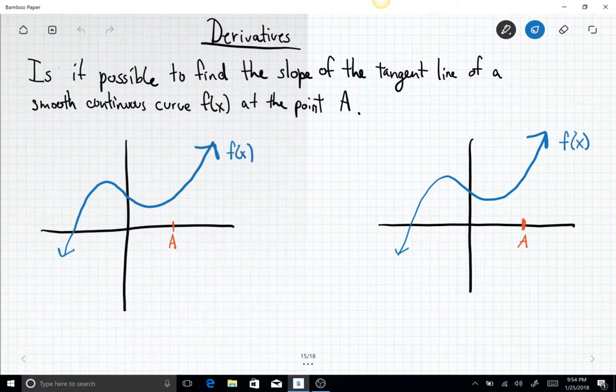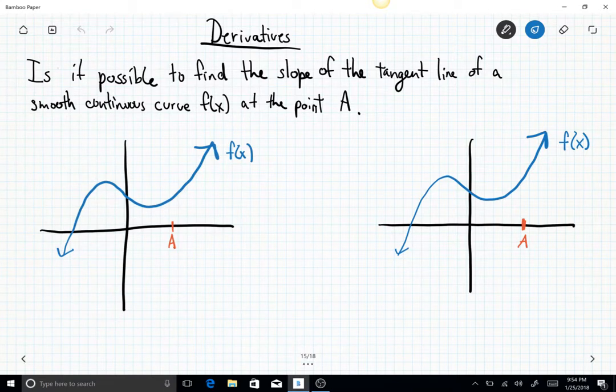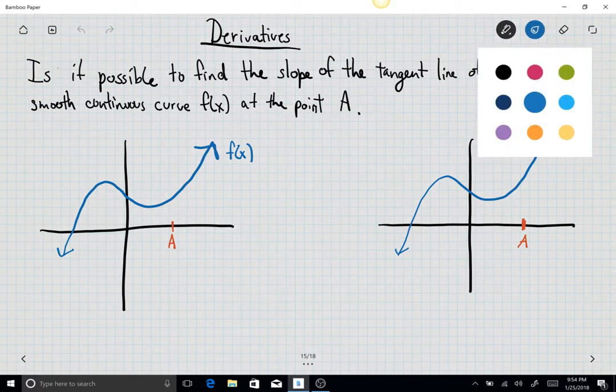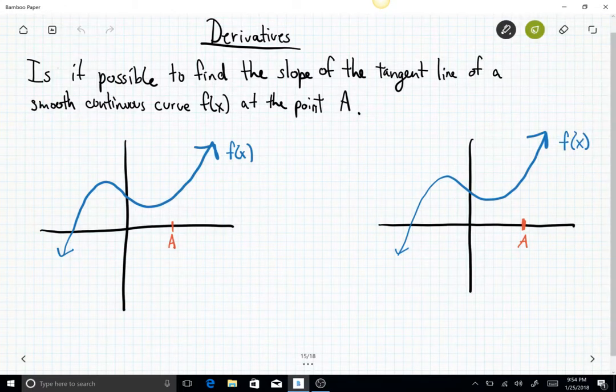So you got the epsilon delta stuff out of the way now, and let's get on to where the big chunk of change of this course is: derivatives. I want you to be aware of what we'll be doing when it comes to derivatives, so we'll take a good look at this stuff. Is it possible to find the slope of the tangent line of a smooth continuous curve f of x at the point A? So here's what happens.